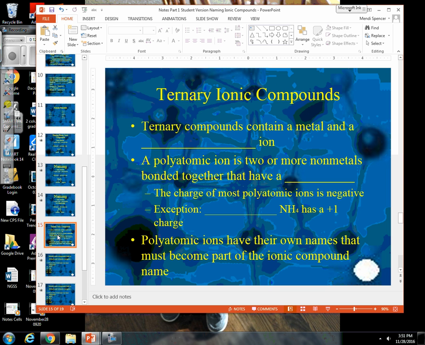Now, if we have an ionic compound that has more than 2 different types of elements bonded together, this is called a ternary ionic compound. So ternary, just think more than 2. So 3 or more different elements are inside of these compounds. So if we have a ternary ionic compound, that means that we have one metal element that is bonded to what is called a polyatomic ion.